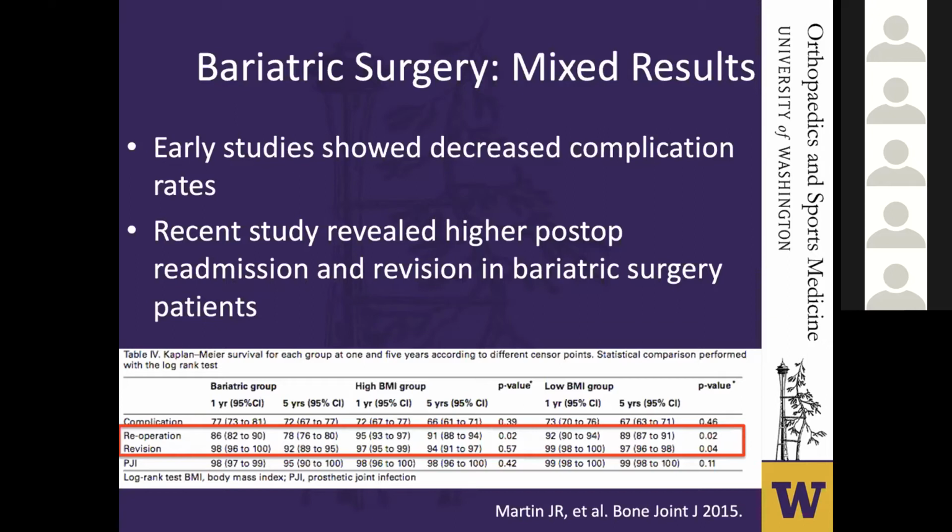This is theorized to potentially be from malnutrition in the short-term period after bariatric surgery, and potentially a limited change in body morphology after undergoing bariatric surgery. So I think the jury is really still out on whether bariatric surgery effectively reduces complication rates.